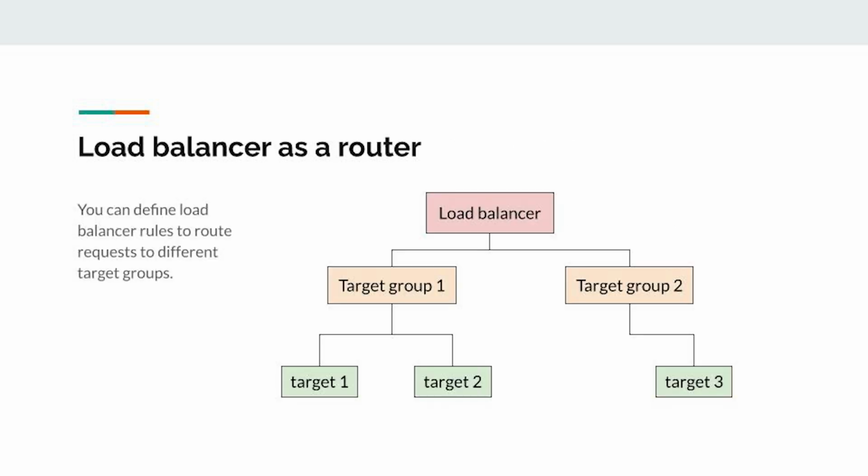Next topic, load balancer as a router. We know that a load balancer can distribute traffic across multiple instances. In load balancer terminology, these instances are called targets. Targets can be categorized into multiple groups, and they are called target groups. A side note, when we associate an auto-scaling group with a load balancer, we are associating with the target group. Within a load balancer, you can define rules to route traffic to different target groups based on the request attributes.